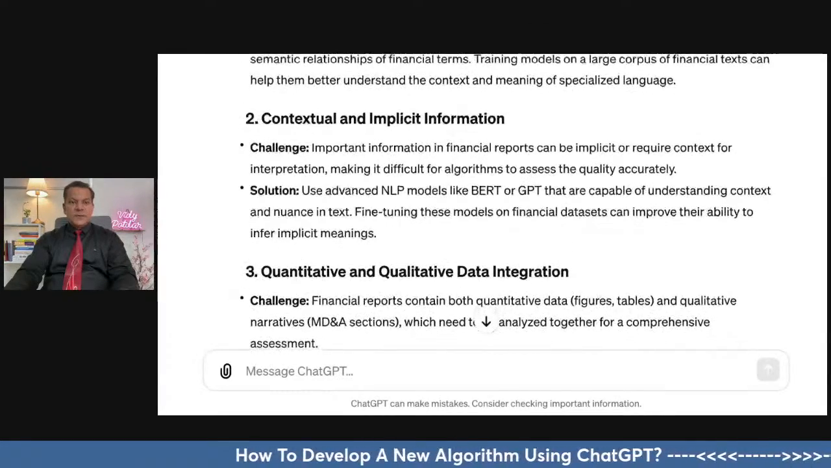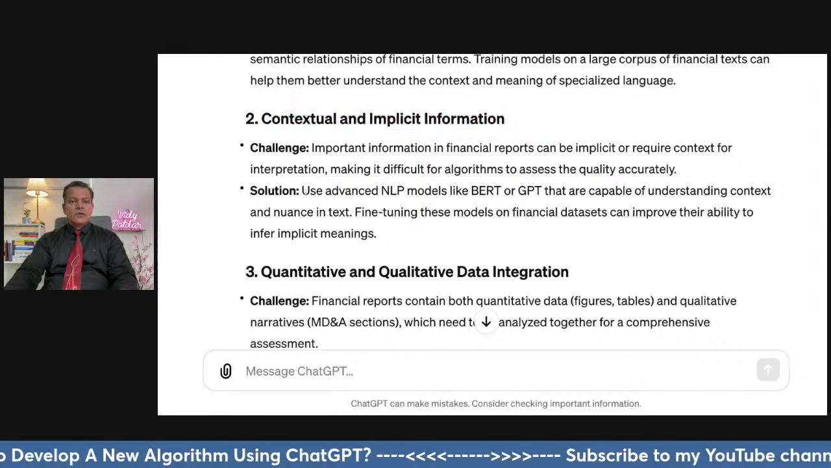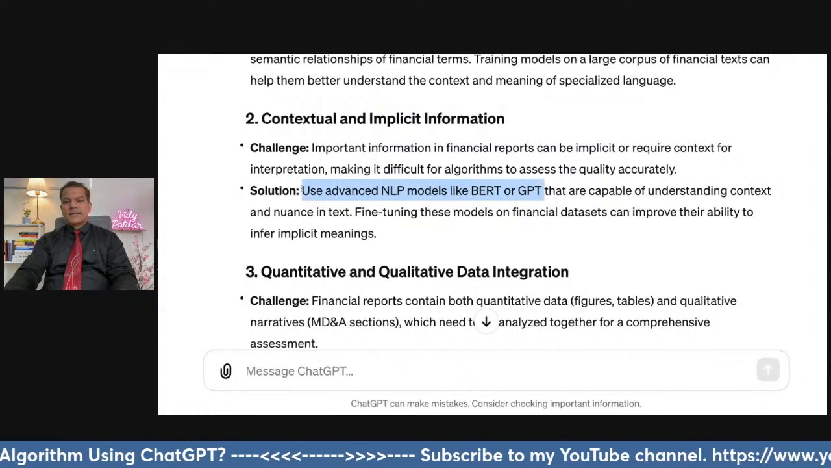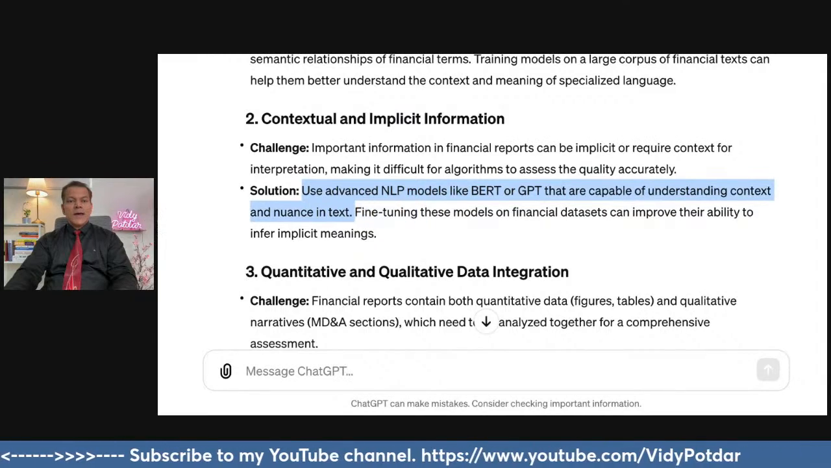Contextual and implicit information. How do you infer contextual and implicit information? And you can use the advanced NLP models like BERT and GPT that are capable of understanding context and nuances in the text.